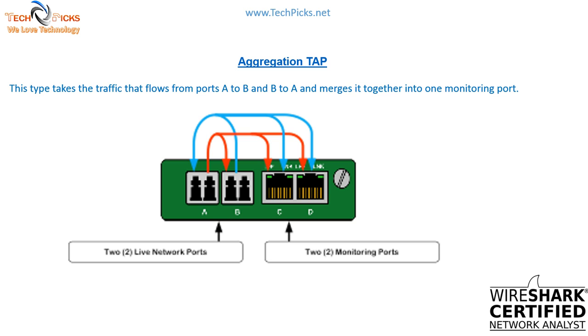This type takes the traffic that flows from port A to B and B to A and merges it together into one monitoring port. This is the most commonly used because all you need to do is take either C or D, because they're both going to have the same traffic, and you connect your Wireshark machine here. Then you will see all the traffic going between A and B on one monitoring port, which is port C or D. So you can connect two Wireshark machines and you'll see the same traffic from A and B on those ports. So that's two live network ports, two monitoring ports, okay?